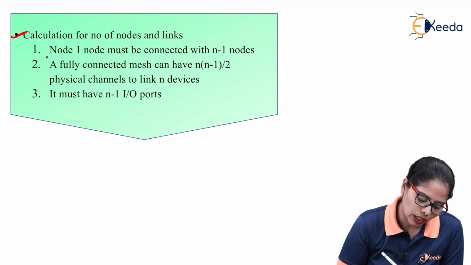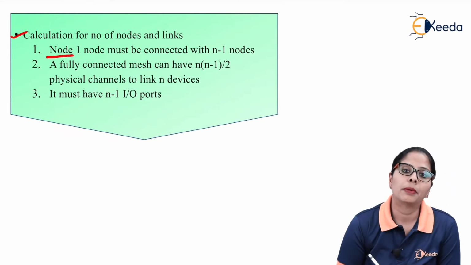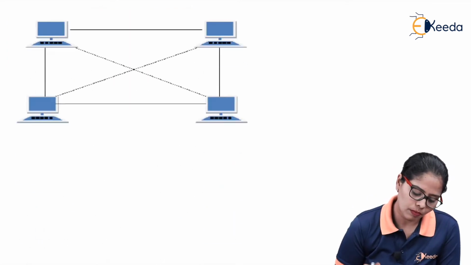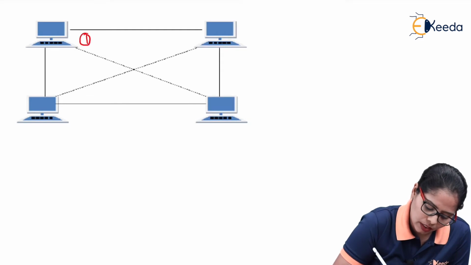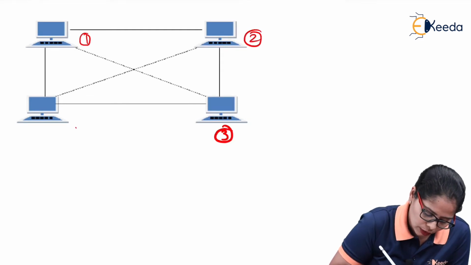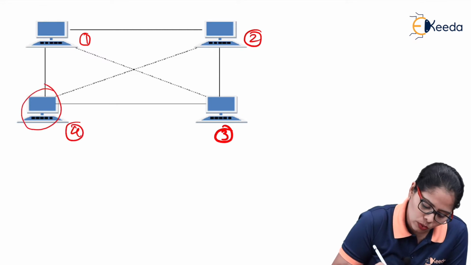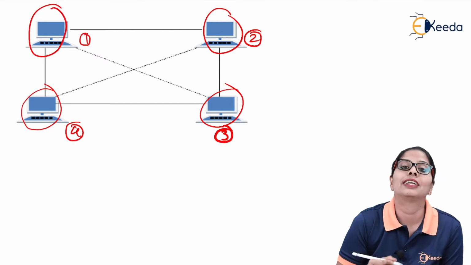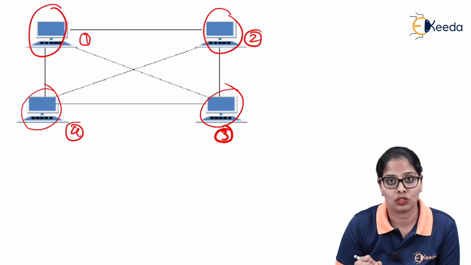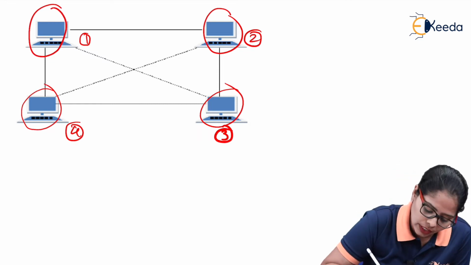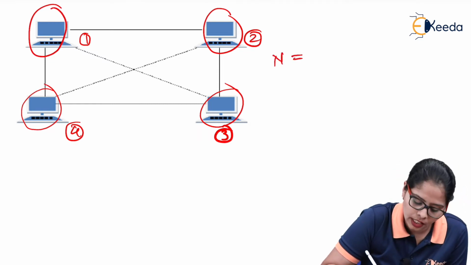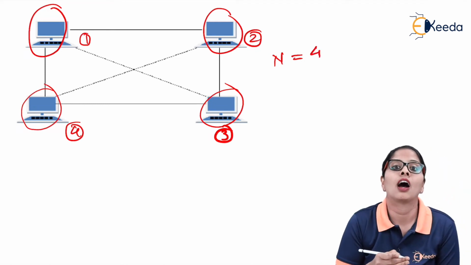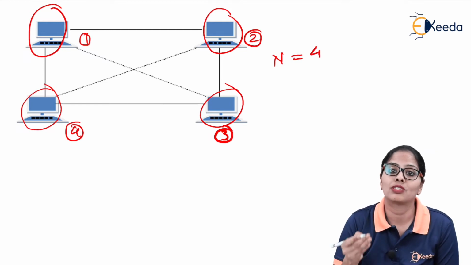So here the node 1 must connect to the n minus 1 nodes. Means for example, now see here, how many computers are there? 1, 2, 3, 4. And now each computer is called a node. Now I have to find out this one node is connected to how many other nodes. So now here n in this case is nothing but 4. Now this computer number 4 is connected to how many nodes? I have to find that.